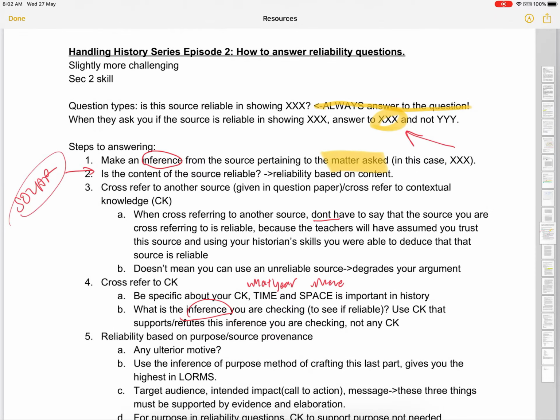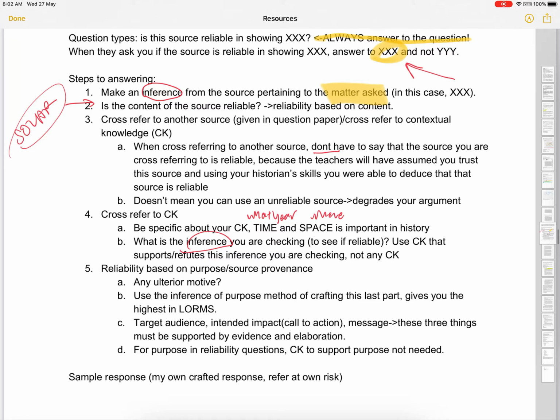Hi everyone, welcome to Handling History Series Episode 2, and the question for today is how to answer reliability questions. This is a slightly more challenging skill because it's taught at Sec 2, but it's okay, let's jump straight into it. So some question types are, is this source reliable in showing XXX?